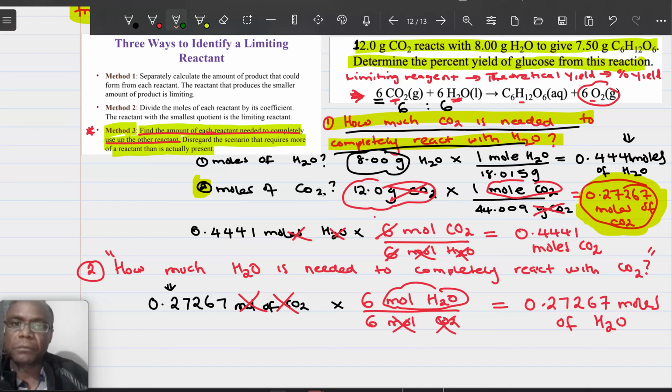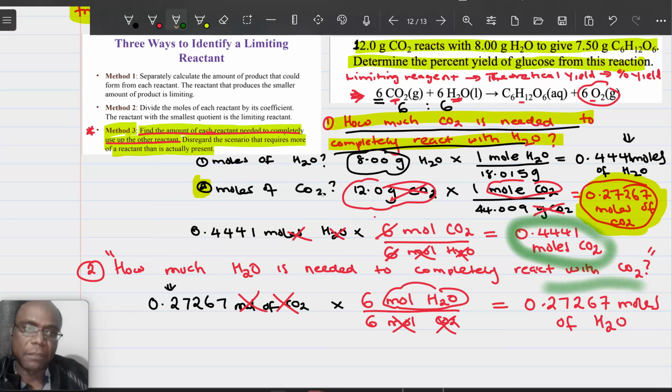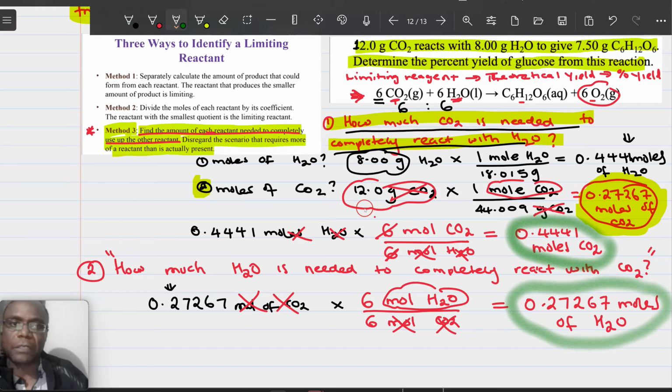If you want to completely react water with CO2, this is how much CO2 you need right there. If you want to completely react CO2 with water, this is how much water you need. So which one of these do you think is limiting? We are going to go and check what we were given.